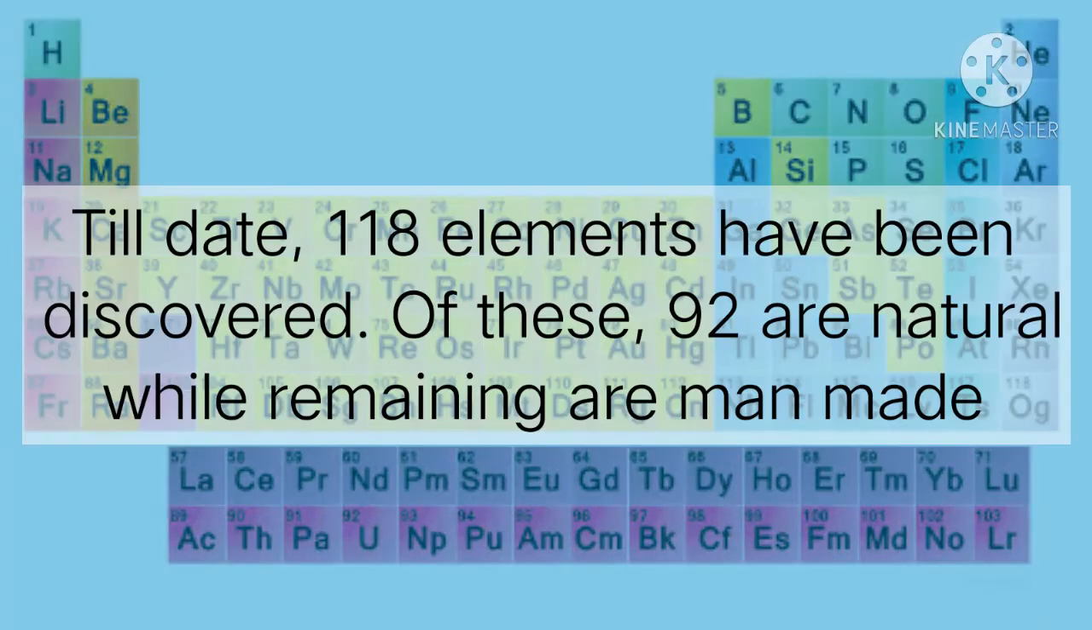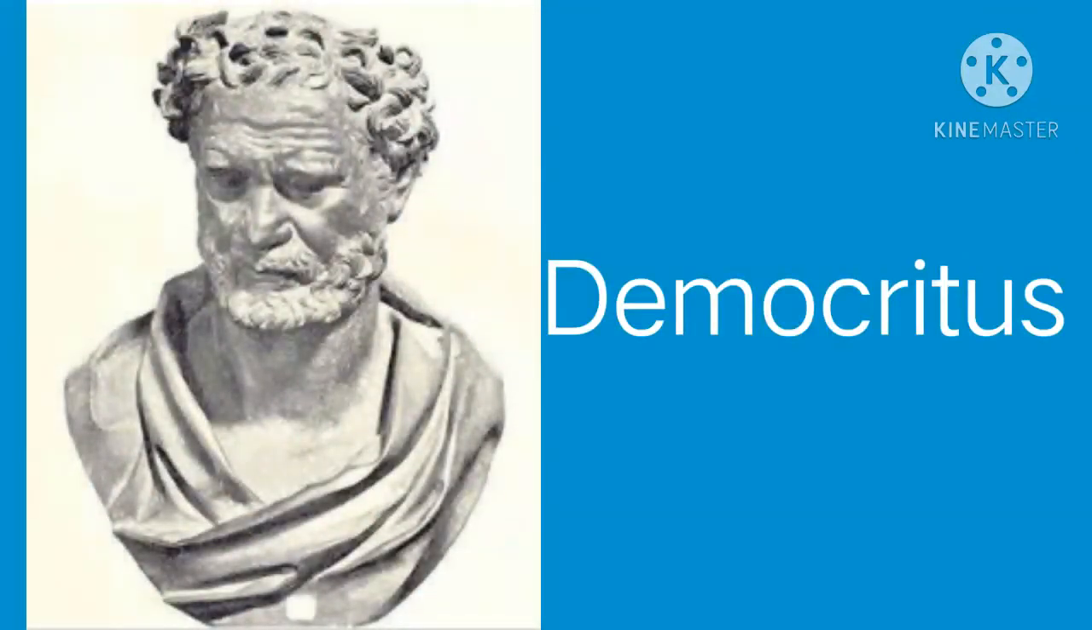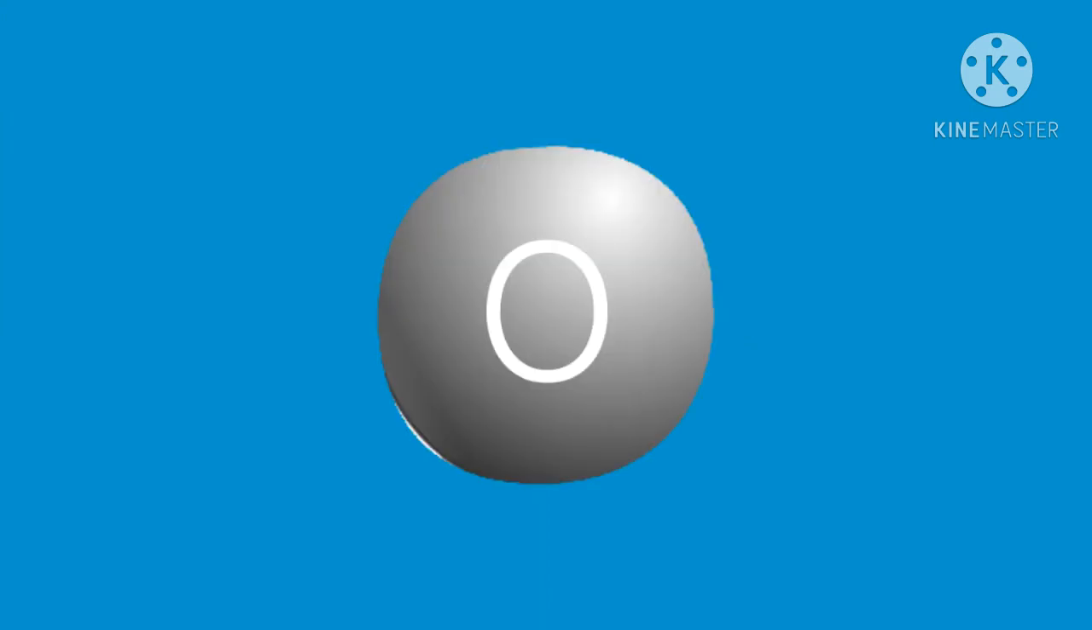Do you know? To date, scientists have discovered 118 elements. Of these, 92 elements occur in nature, while the remaining are man-made. The great scientist Democritus named the small particles of elements atom because in the Greek language atomos means indivisible. Oxygen occurs in nature in the gaseous state.